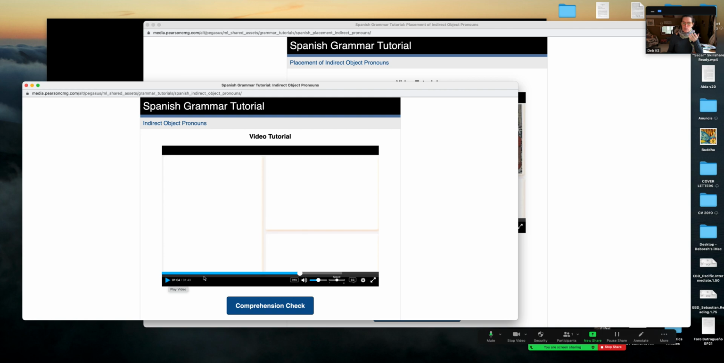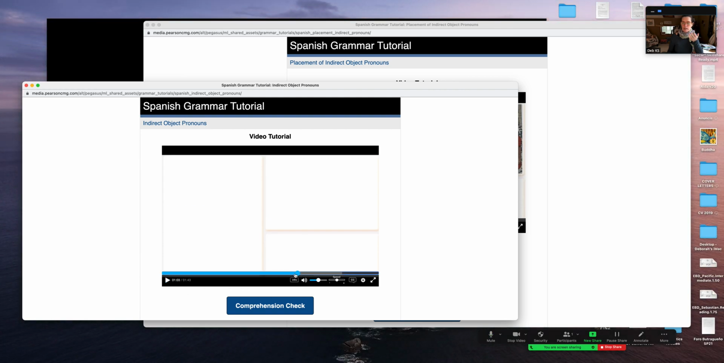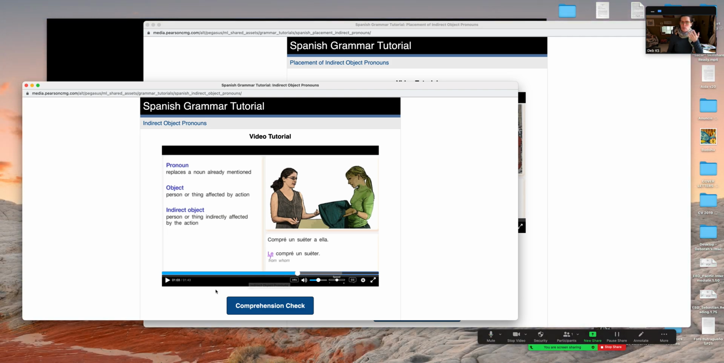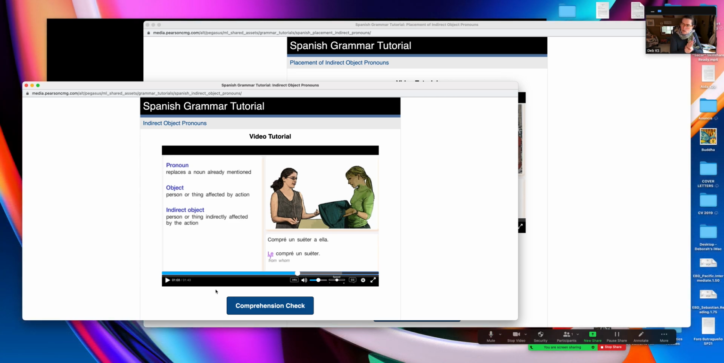So basically what this one is saying is I bought a sweater from her. Compré un suéter a ella. The reason why they put it here, from whom, is because you can buy something for somebody or from somebody, okay? That's the indirect, okay? Now the suéter would be here the direct. Lo compré. I bought it. So this is I bought it from her. So this here, that is from whom you bought that sweater.